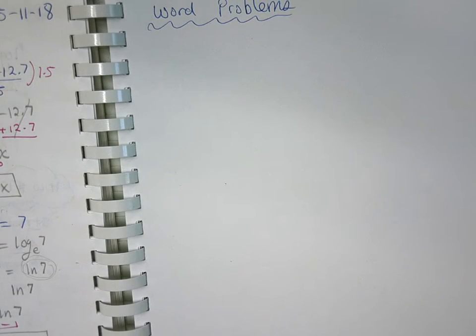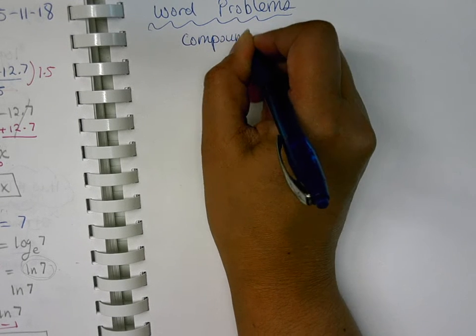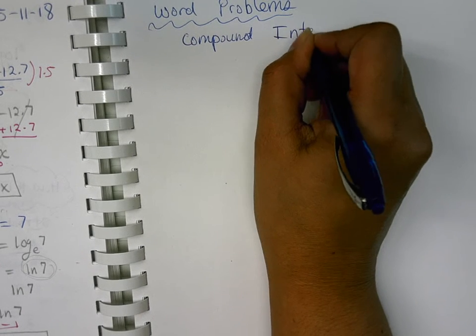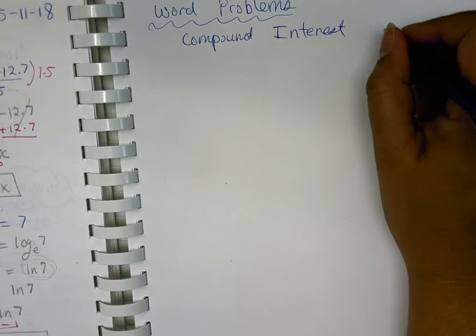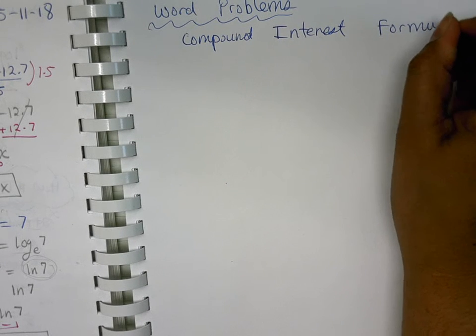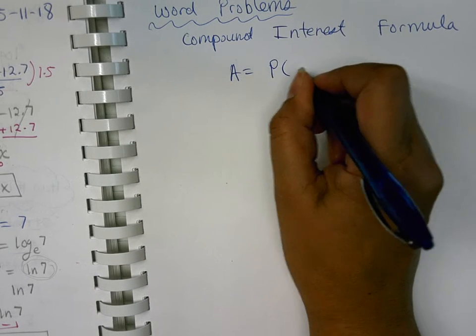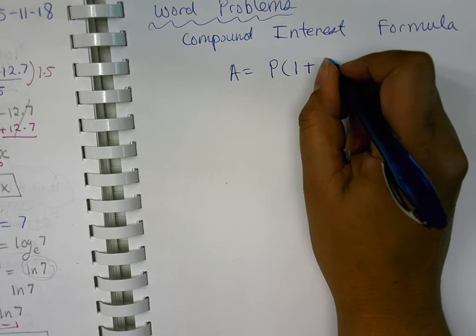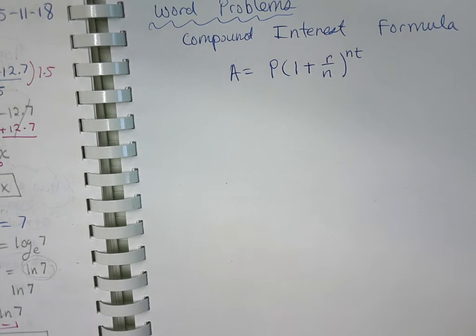All right, compound interest. Oh, interest, I know how to do that. Compound interest formula, I remember this: A equals P times (1 plus R over N) raised to the N T.